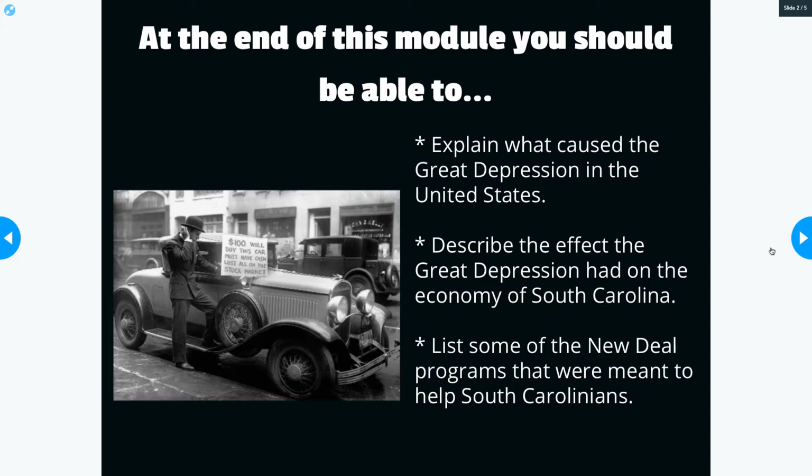Now, this picture here is an actual picture that was taken in New York City right after the stock market crash, which we'll get to here in a minute. This poor guy is trying to sell his $100 car. It is worth much more than $100, but he probably has literally zero money because the stock market crashed and he invested everything he had in the stock market. So now he's just trying to get enough money for food, clothing, and shelter for him and probably his family.